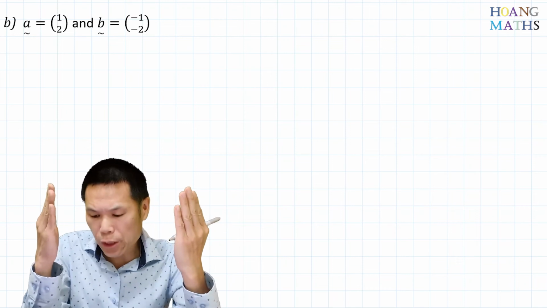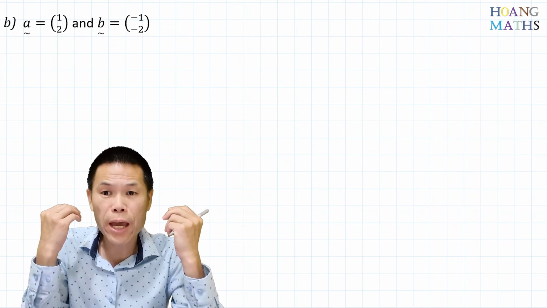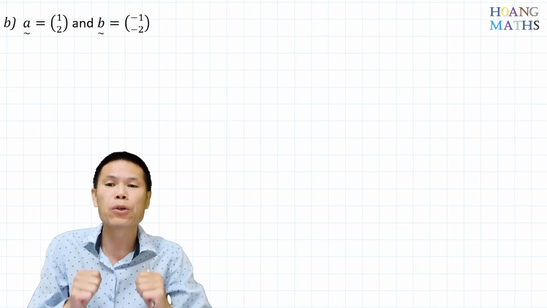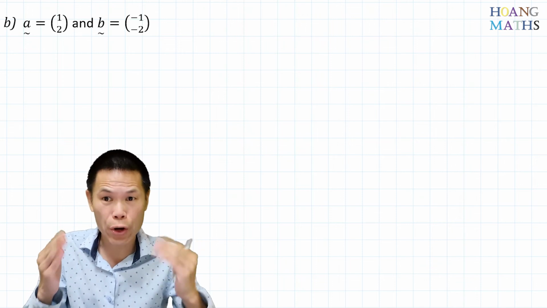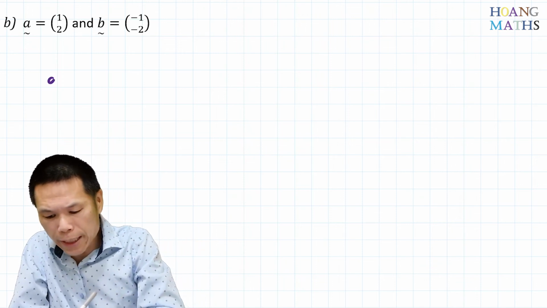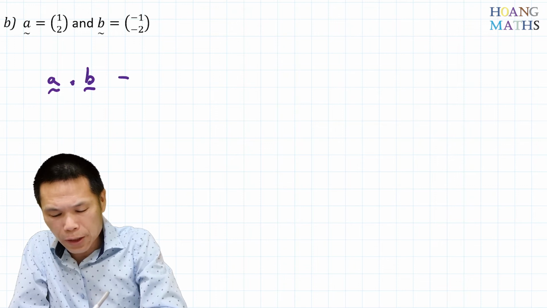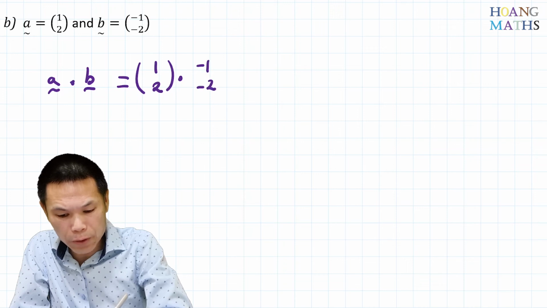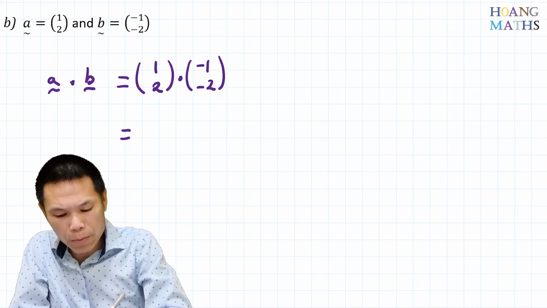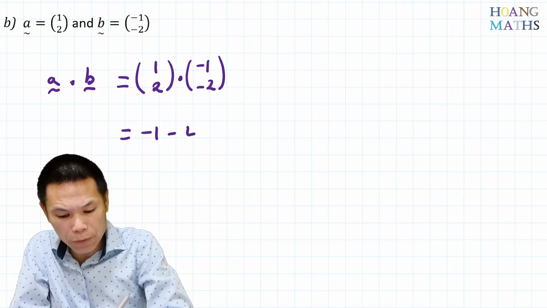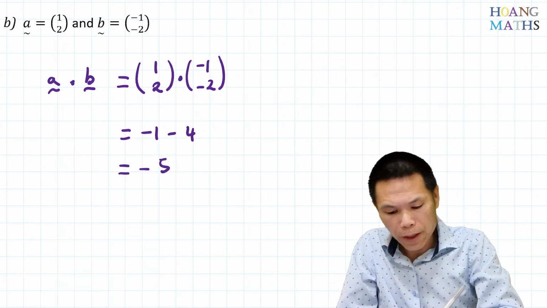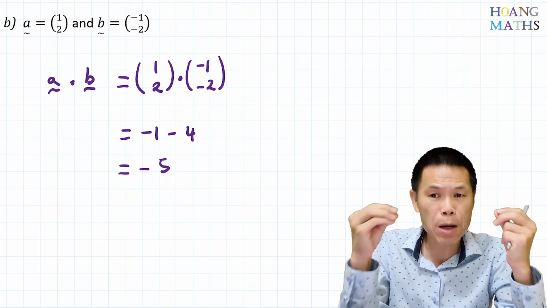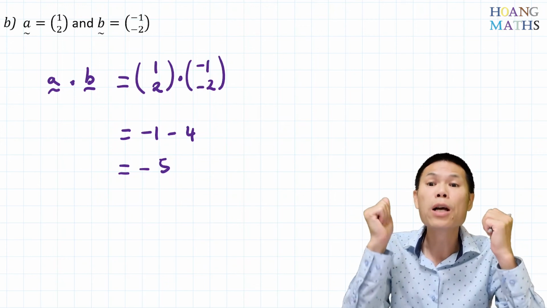Second one. We just need to work out A dot B first. If they are equal to 0, they are perpendicular. If not, then we need to work out the magnitudes and times them together to see whether they are parallel or not. So first of all, A dot B. That means 1, 2 dot negative 1, negative 2. So that will give me negative 1 plus negative 4, equal to negative 5. So this means that A and B are not perpendicular, because if they were perpendicular, the dot product must equal 0.